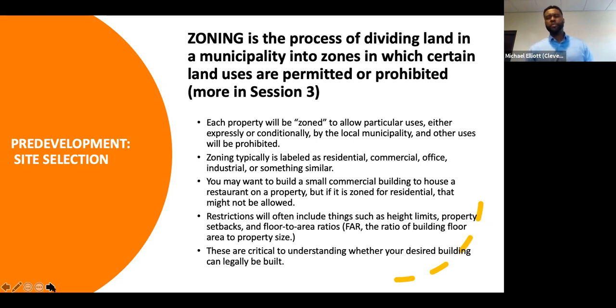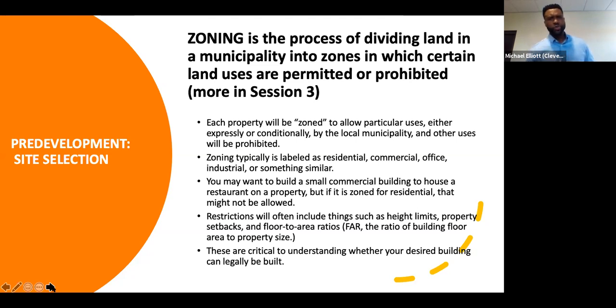So you want to make sure that before you start a development process, again, this is all about that due diligence, that whatever vision you have or whatever kind of tenants you want to attract, you speak with the zoning department or the planning department within the city that you reside in or want to develop in, to make sure that whatever you're planning to do is zoned for that particular use.